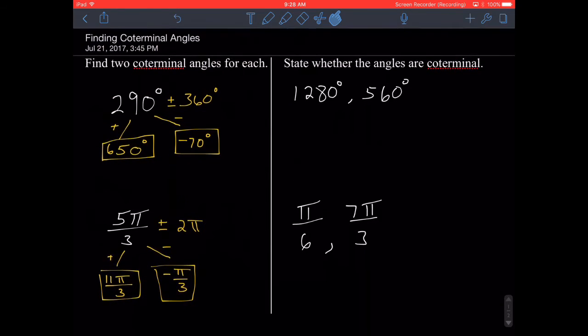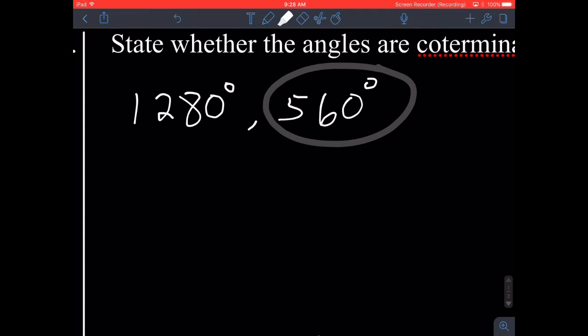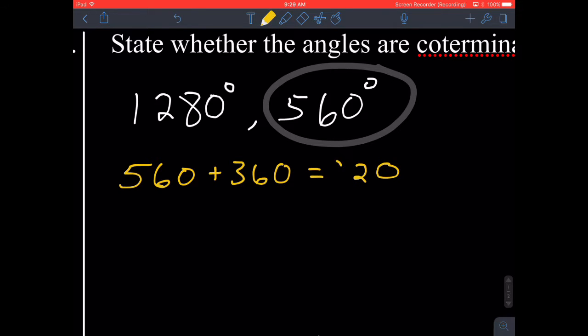Let us now determine whether two angles are coterminal. The easiest thing we can do here is take our smaller angle and add 360 or 2 pi until we either reach or exceed our other angle. If we go too far, that means they are not coterminal. But if they end up equaling each other after we add 360 any number of times, they are indeed coterminal.